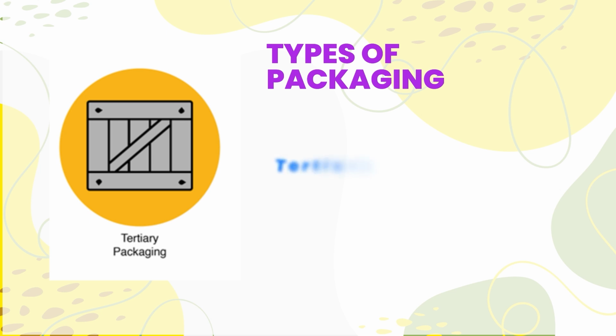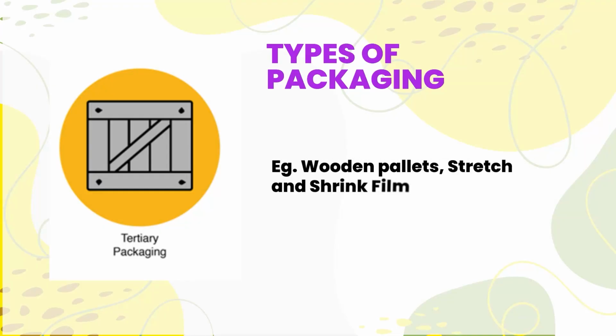Next comes the tertiary packaging. That is the third layer of packaging. That is normally done for logistical needs of transporting and storing large quantities of goods, often combining several secondary packages into one unit. For example, wooden pallets, stretch and shrink film, in which we can put some of the secondary packages for the transportation or the storage purpose.